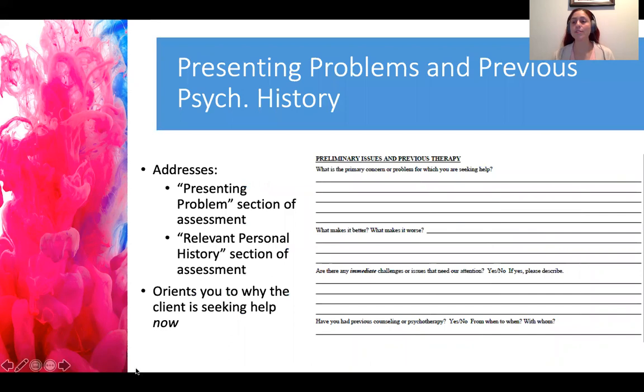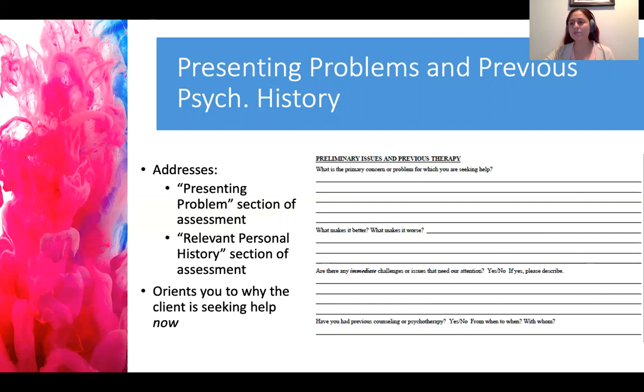Okay, so first, the presenting problem and psych history. This section assesses the presenting problem, which is called the reason for referral in the DMH intake. It pays special attention to what brought the client to services now. So if you think about it, the client has likely struggled with some of the issues that they're bringing to therapy for a long time. So this section is trying to find out why they're seeking help at this moment, and also why they've sought help previously, if they have.